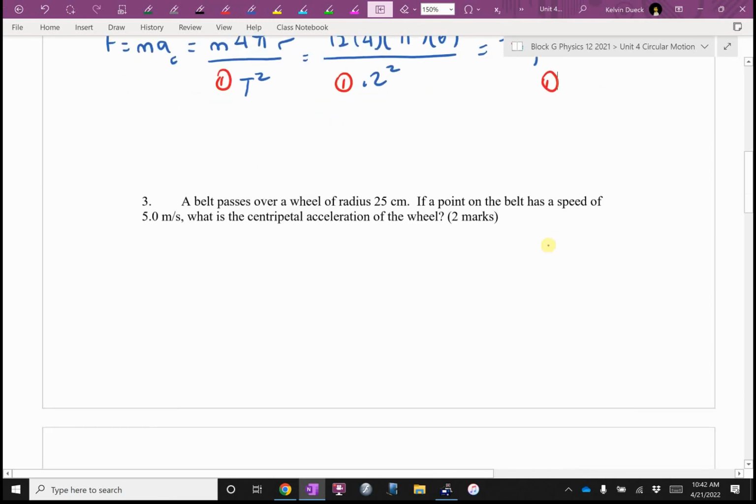A belt passes over a wheel of radius 25 centimeters. Nice try, Dewick. If a point on the belt has a speed, what's the centripetal acceleration? Okay, I guess they just want me to find a C. Well, my first thought would be v squared over r. Yeah, that works. 5 squared all over 0.25. I can probably do that in my head. Is it 100?